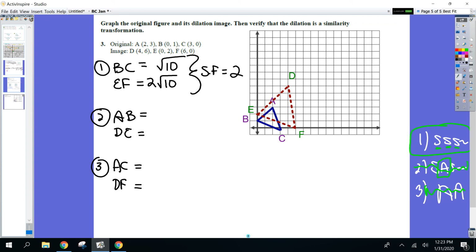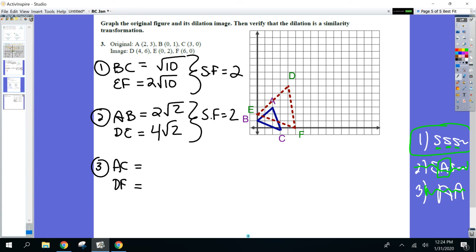Good. Here we go. AB, group 2, AB. 2 radical 2. Thought I heard a 10 in there. And how about DE? 4 radical 2. Yep. The radical 2's cancel. So what would be my scale factor then? 2 over 1 again. Yep. So we're 2 for 2 here.